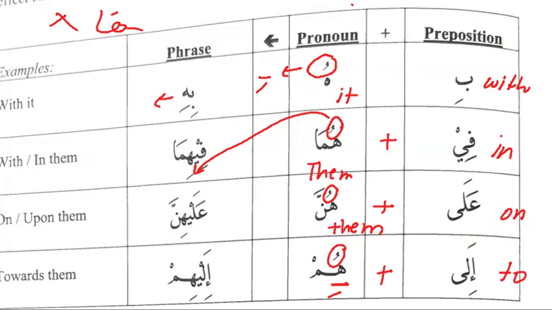Are we clear? Okay, let me ask you this question. How does a harf jar, bi, fi, ala, ila, affect the noun that comes after it? How does it affect it?